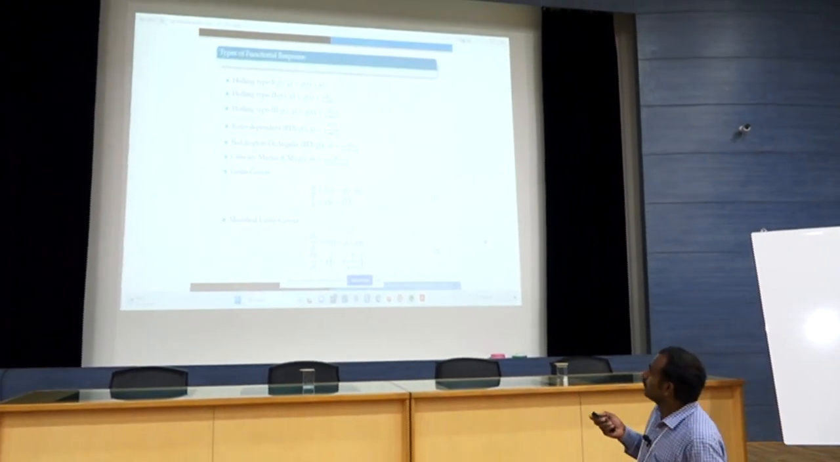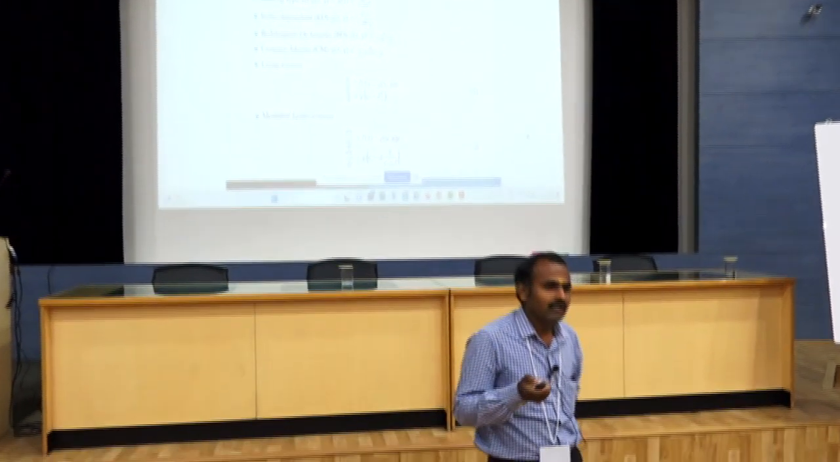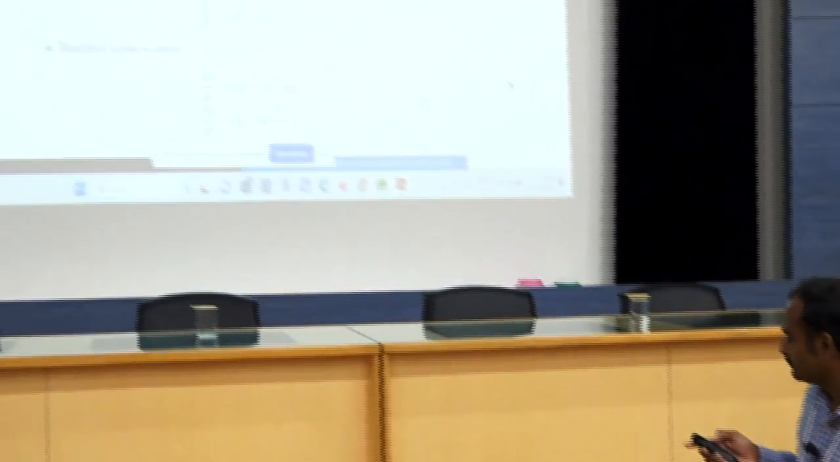So we use the following types of functional response to form a mathematical model: Holling type 1, 2, 3, ratio dependent, Beddington-DeAngelis, Crowley-Martin, Ivlev, modified Ivlev.